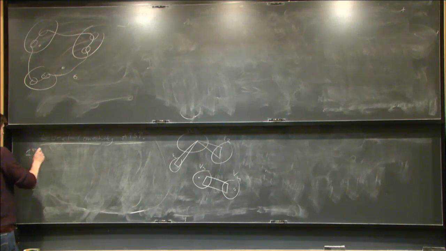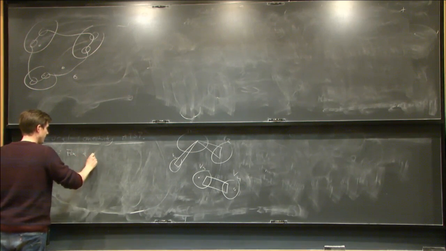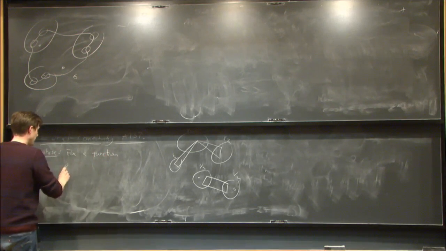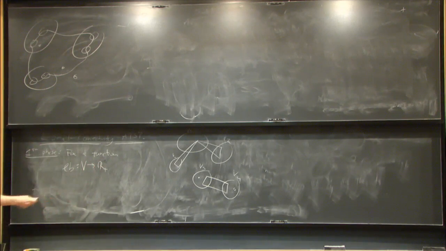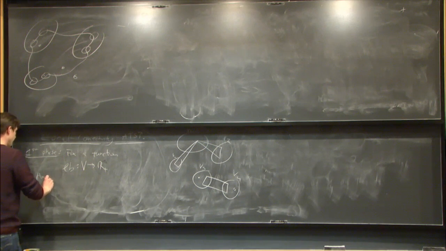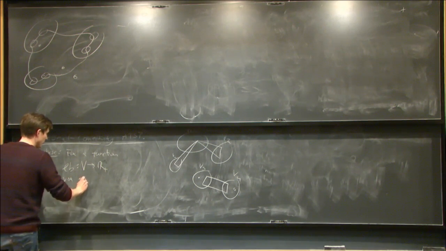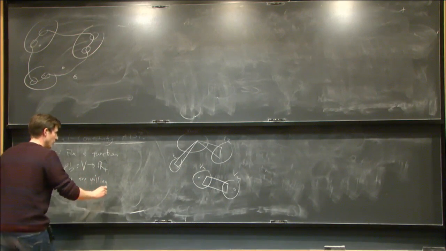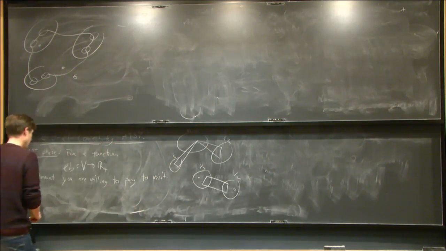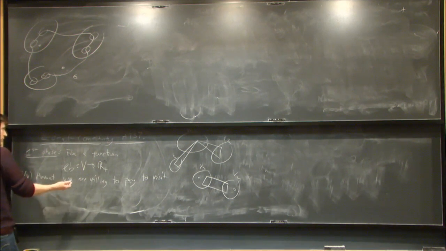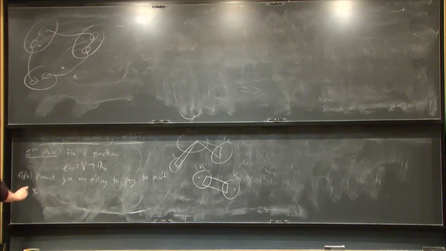First phase, fix or compute, you need to do it efficiently, LB: V to R plus. So we assign a non-negative number to each vertex. What's the intuition? This is the amount you're willing to pay to visit that vertex. So LB(v) is the amount you're willing to pay to visit v. Okay, so somehow this is like a simplified dual.